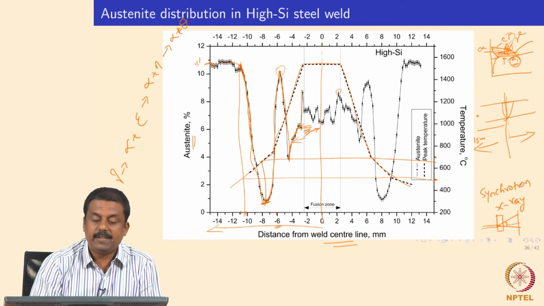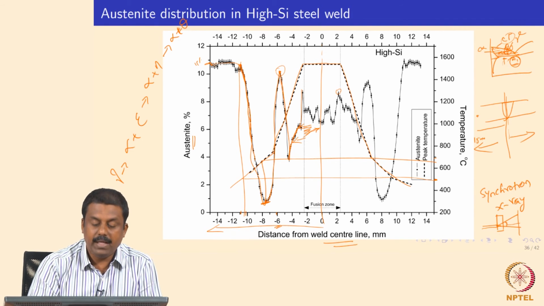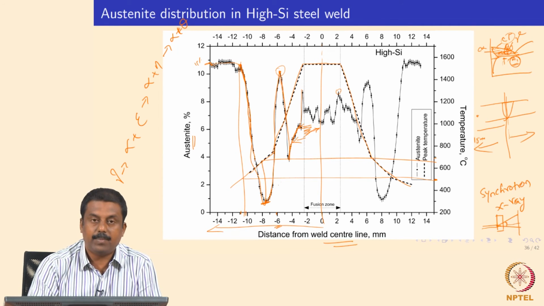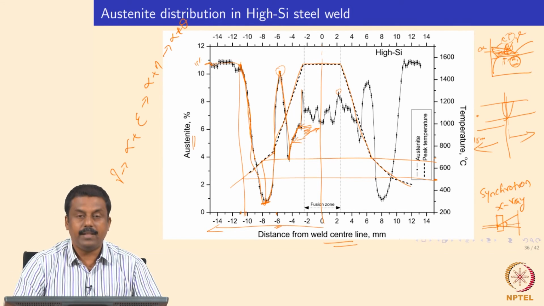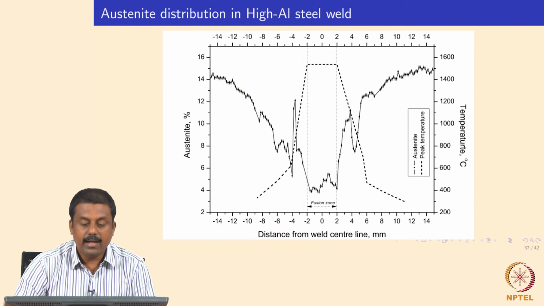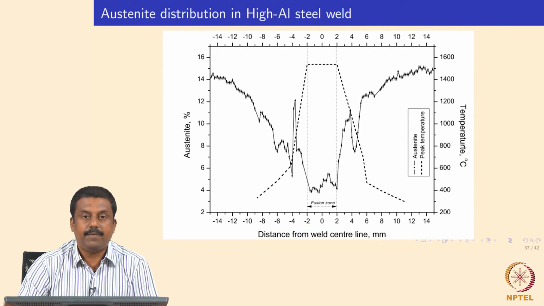Okay. And you should always be careful when you have retained austenite in the microstructure, your heat affected zone will be really broader, and the peak temperature reached during welding would determine the stability of retained austenite, as I already explained using this graph. In the case of high silicon steel and high aluminum steels, you will see a similar effect. The only thing is the stability of retained austenite is much lower in high aluminum steel than in high silicon steel.